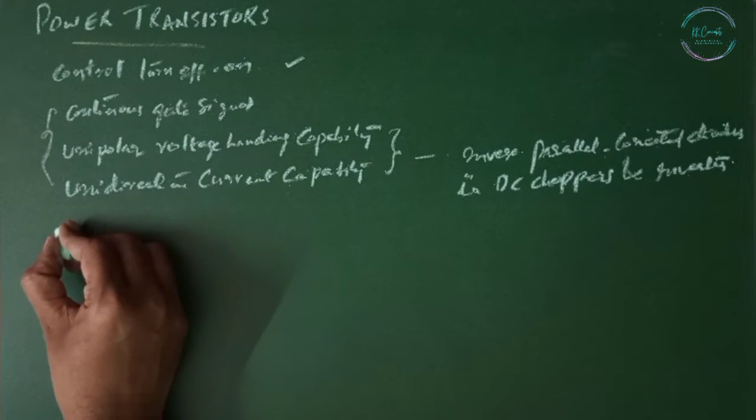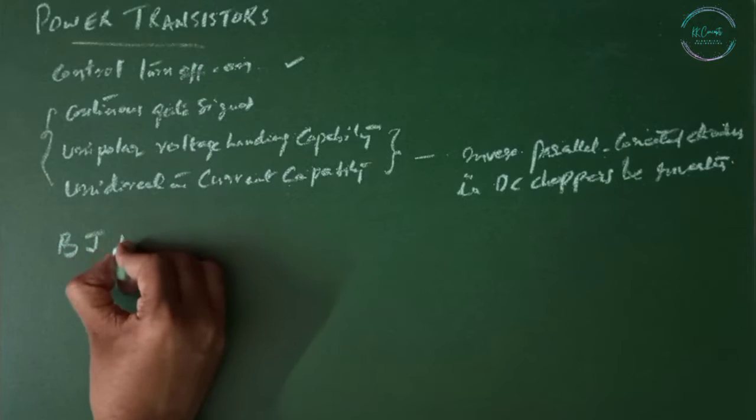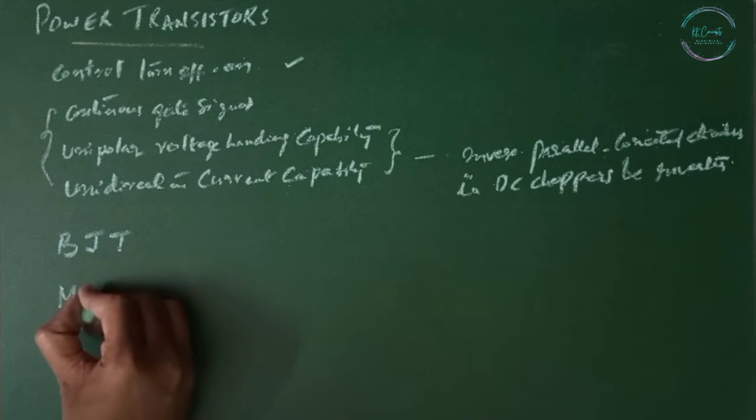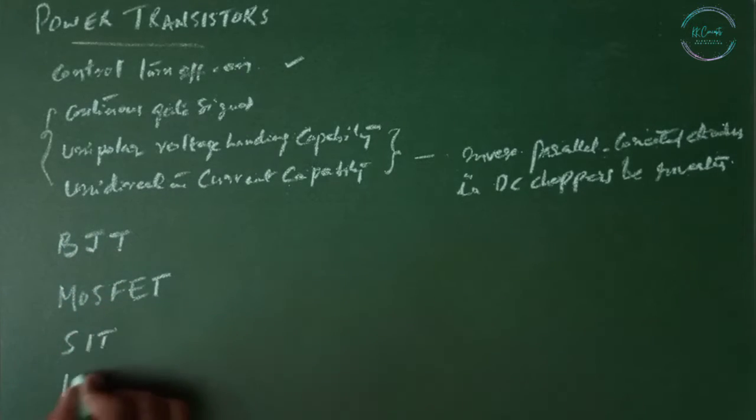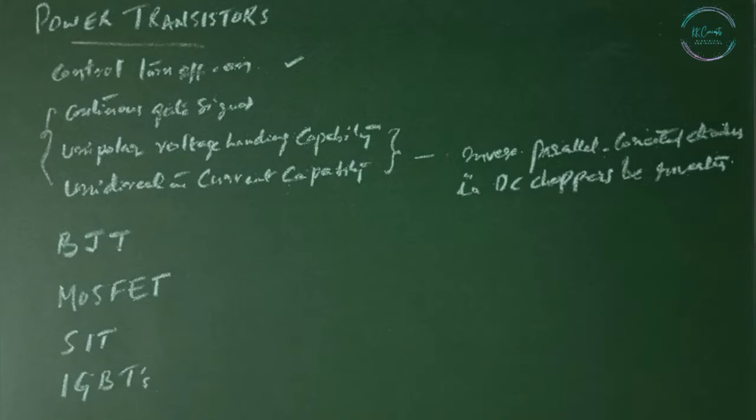Power transistors have the family of BJTs, MOSFET, SIT, IGBTs. BJT is nothing but bipolar junction transistor, whereas MOSFET is nothing but metal oxide semiconductor field effect transistor. SITs are known as static induction transistors, and IGBTs are known as insulated gate bipolar transistors.